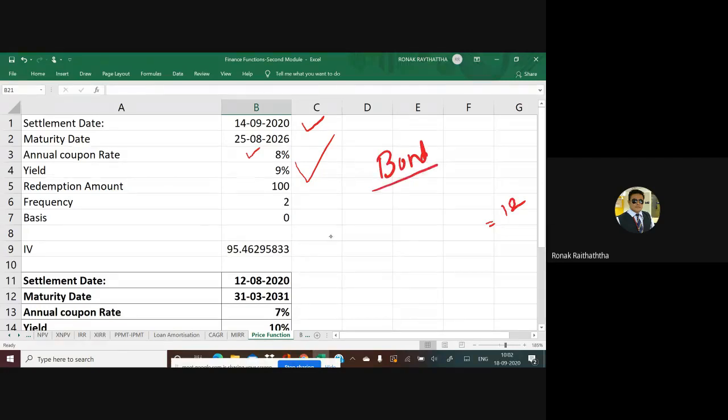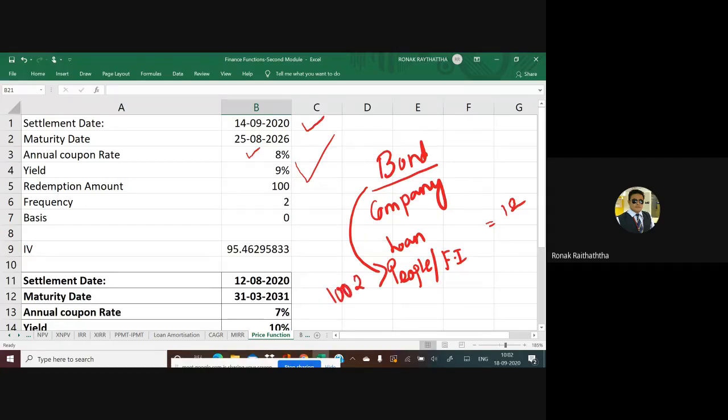Bond is a source of finance for the company. Bond is nothing but the loan which a company takes from the people or from public financial institutions. Now, this loan is not taken in a lump sum. This loan is taken in bits and pieces. Say 100 rupees is the value of one bond we are keeping.